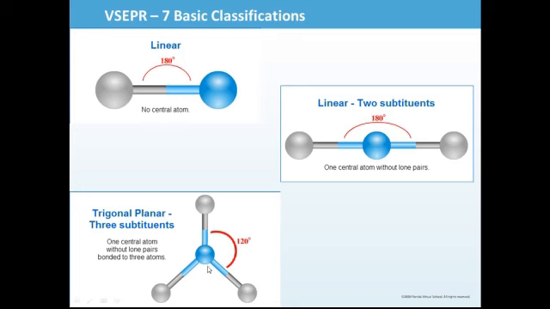Our third basic classification is what we call trigonal planar. Trigonal planar is when you have a total of 4 atoms. One of them is the central atom. And when you look at the central atom, there are no lone pairs of electrons. So that means everything around the central atom is a bond, and it is bonded to 3 atoms.